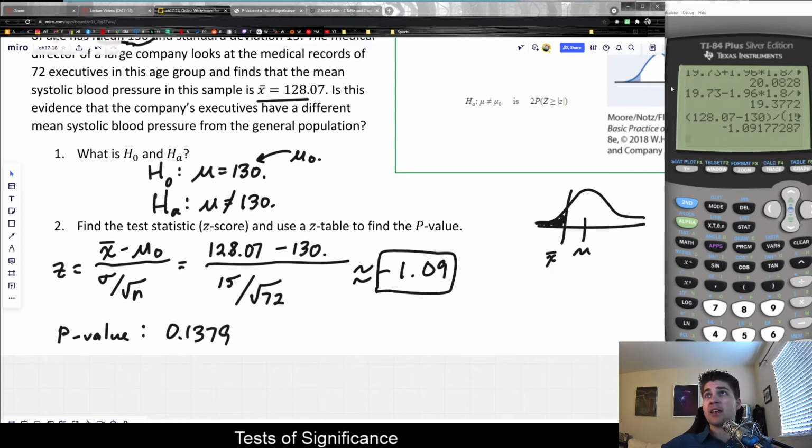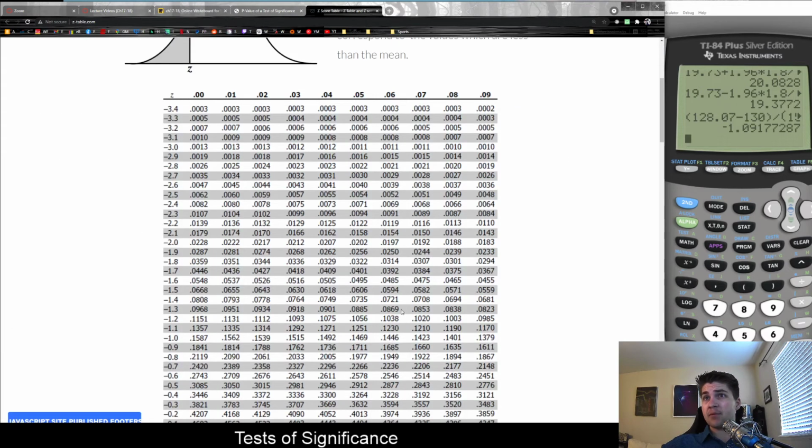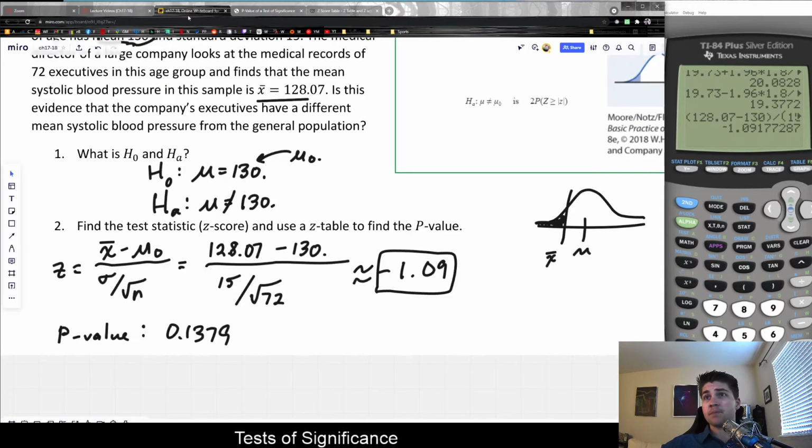Let me just double check. I think I remember what we got from negative 1.09. Yes. And this corresponds to the probability of this occurring. Remember, small p-values are good. They mean strong significance, and high p-values are bad. Let's revisit that in just a second.